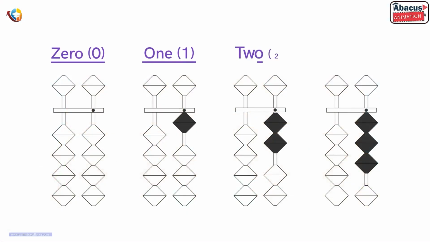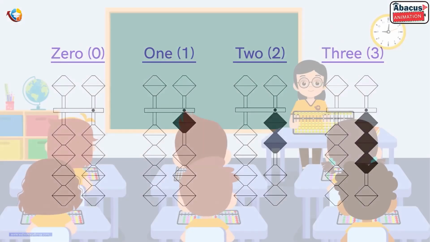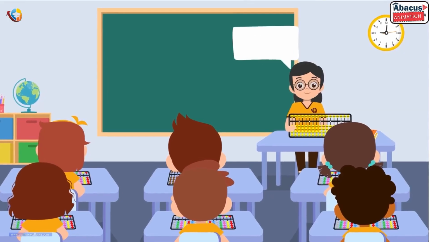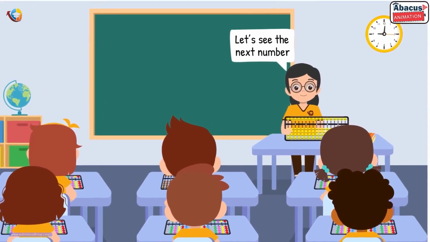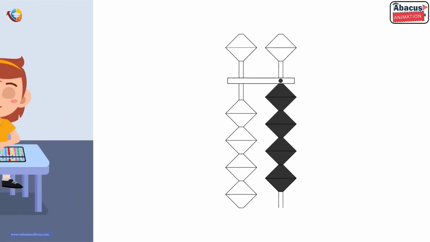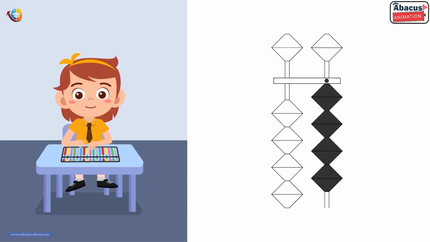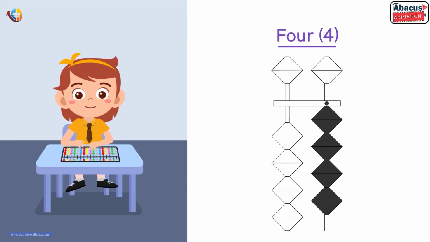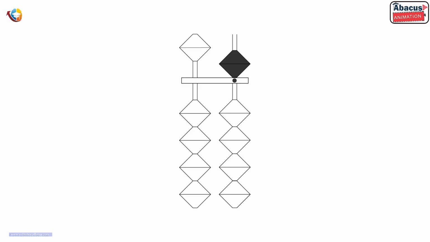In our last session, we completed reading the numbers up to 3. Now, let's move ahead and see the next number. Next up, here we have 4 lower beads touching the center bar. Ruby, would you like to answer? Ruby says that the value of the abacus is 4. That's absolutely correct. Okay, so here comes the tricky part.